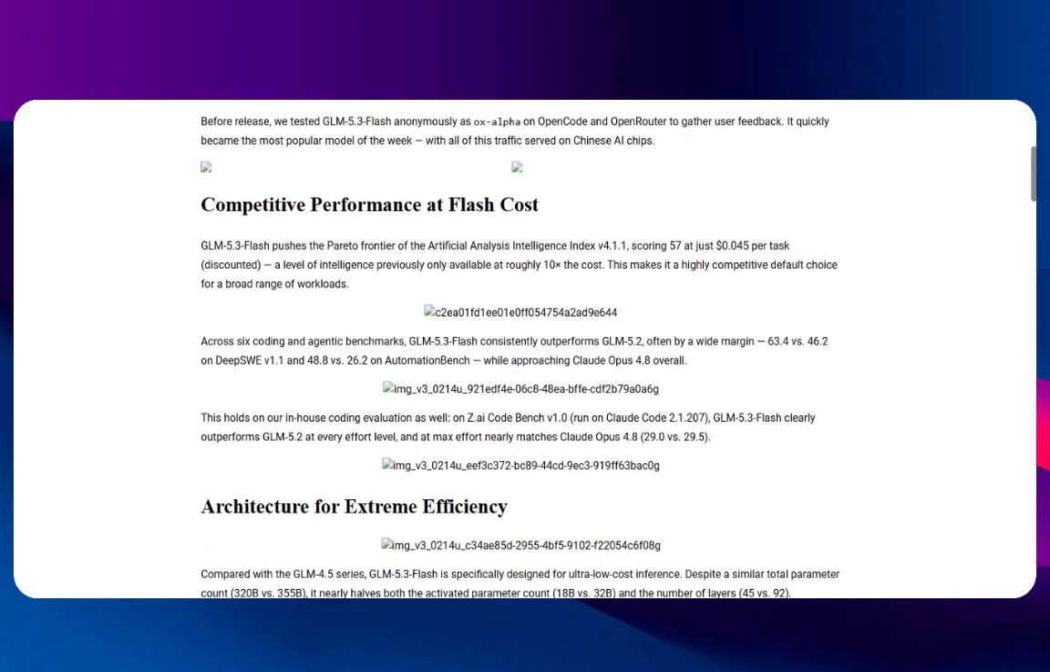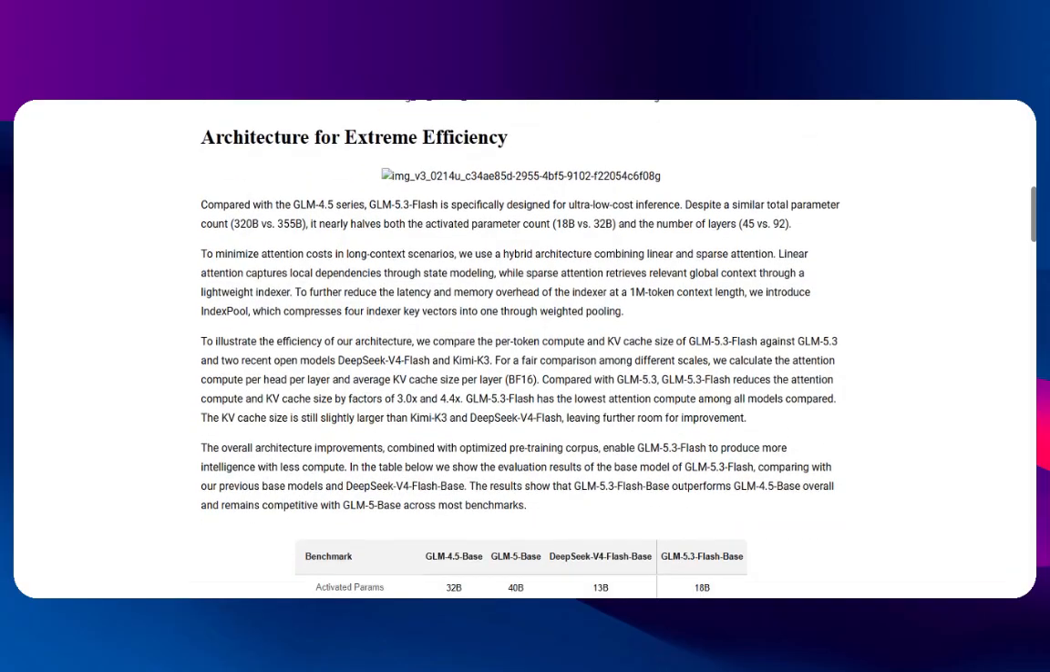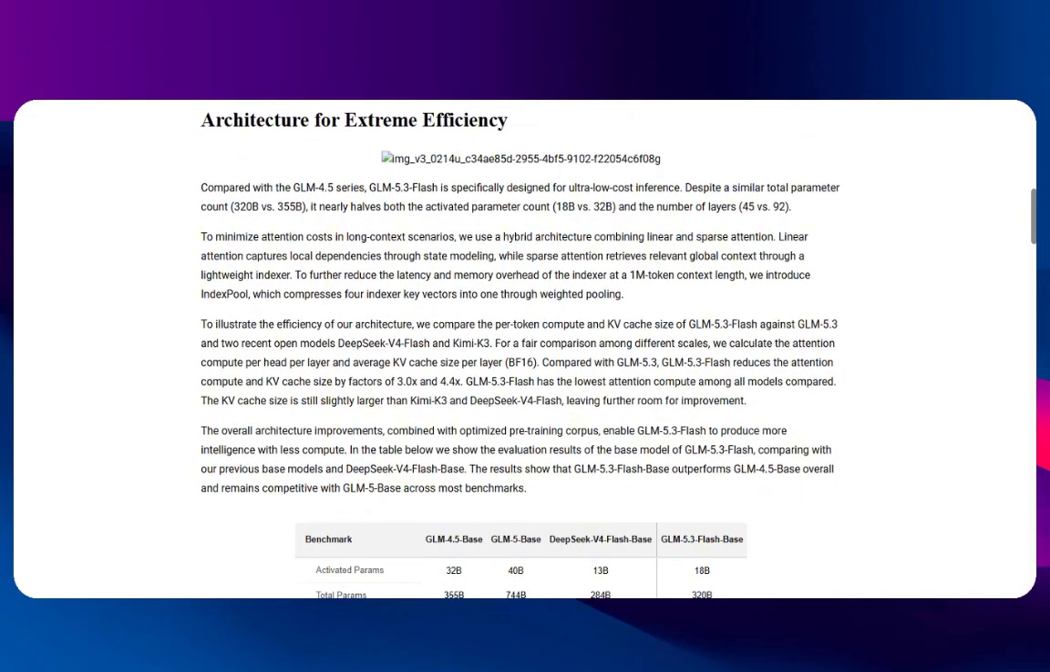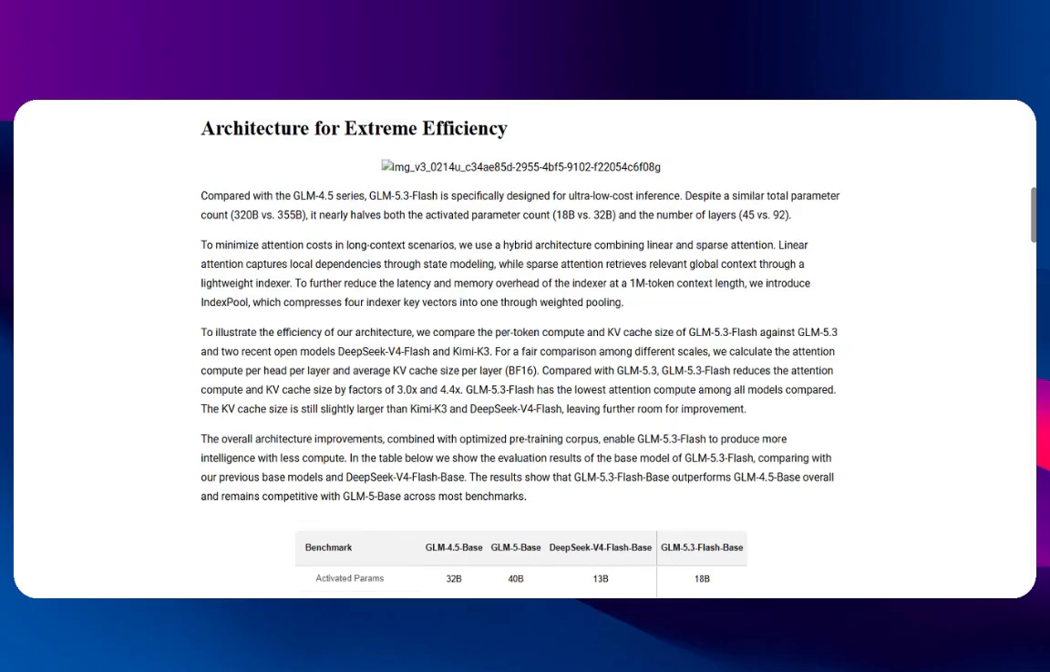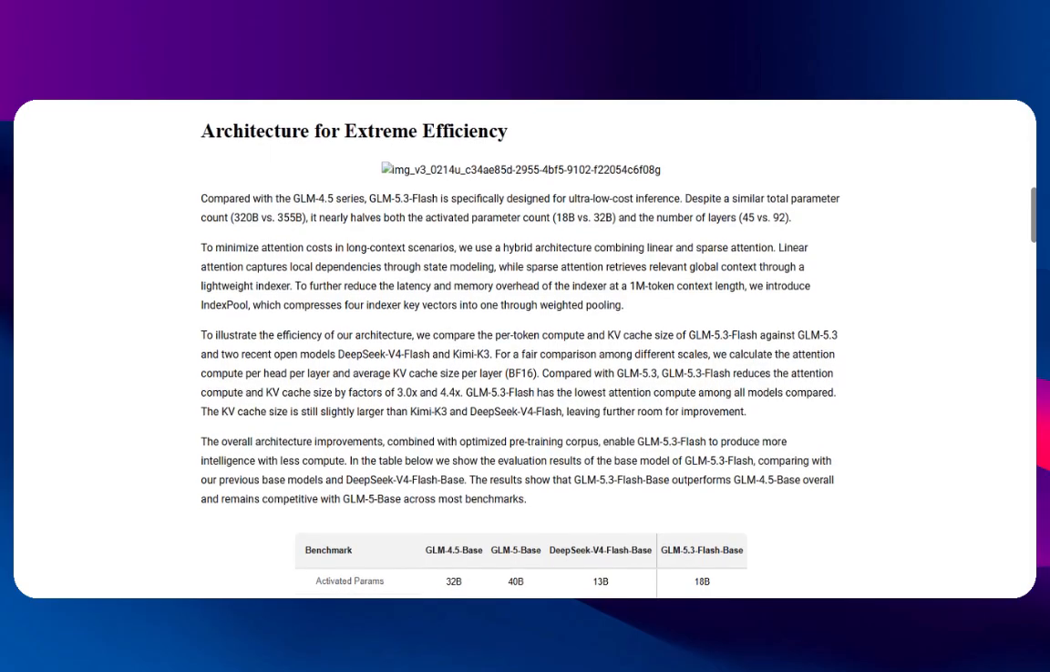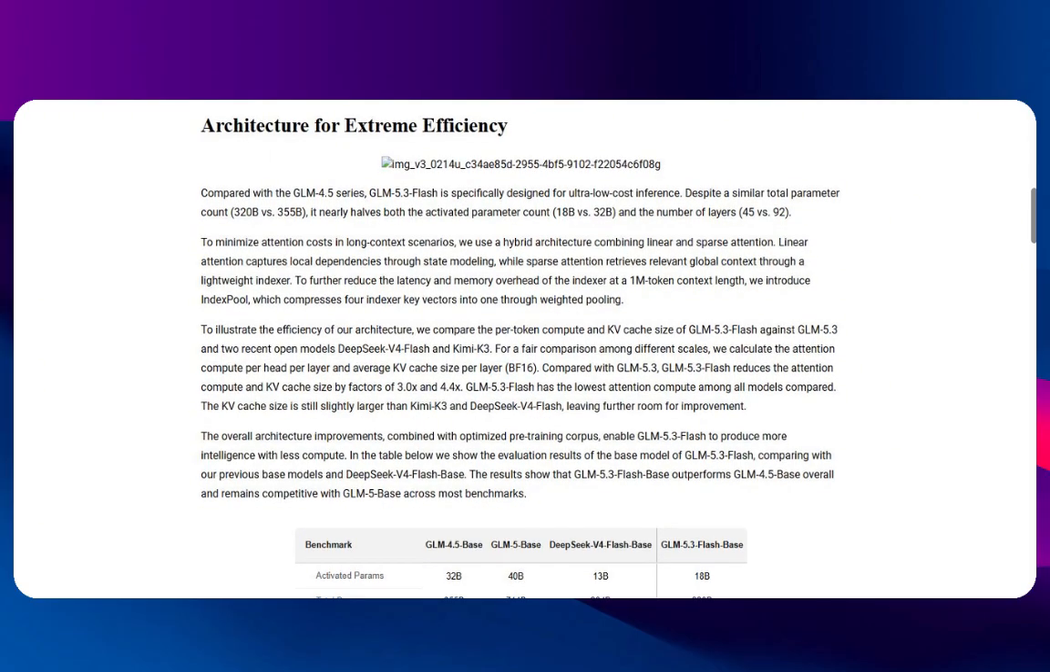First, the architecture. GLM 5.3 Flash is a 320B-A18B model. In simple terms, the model has around 320 billion total parameters, but only around 18 billion parameters are active during inference. And that matters because activating a gigantic model every time you generate a token would be extremely expensive.